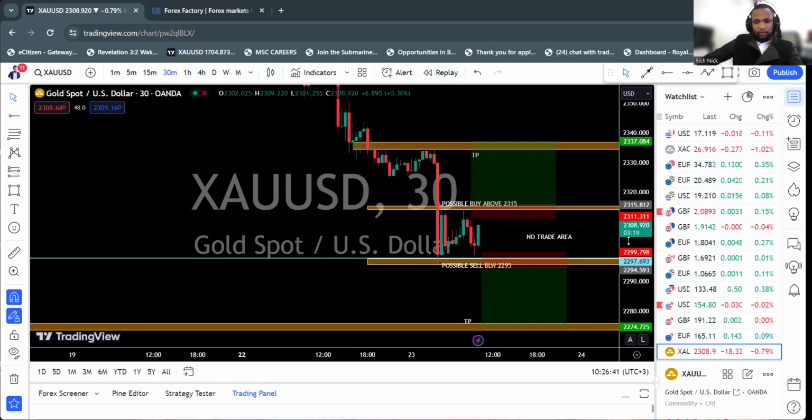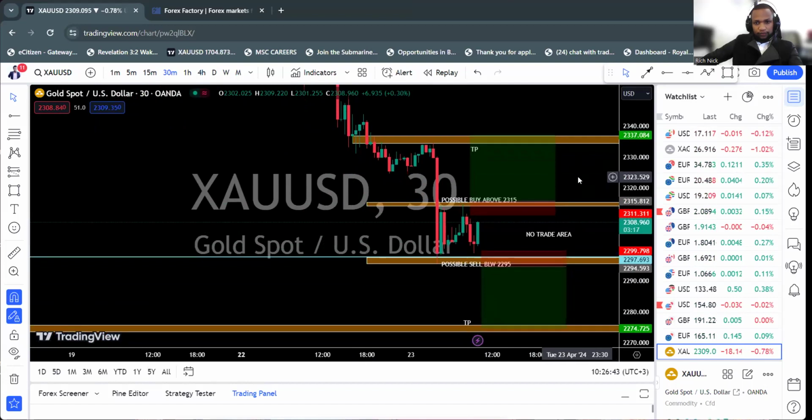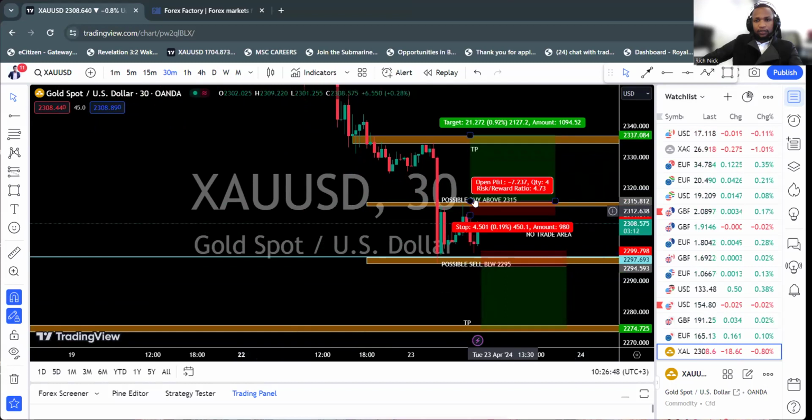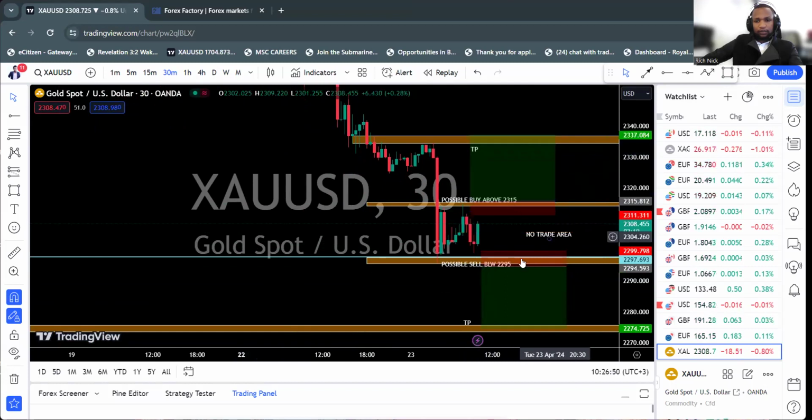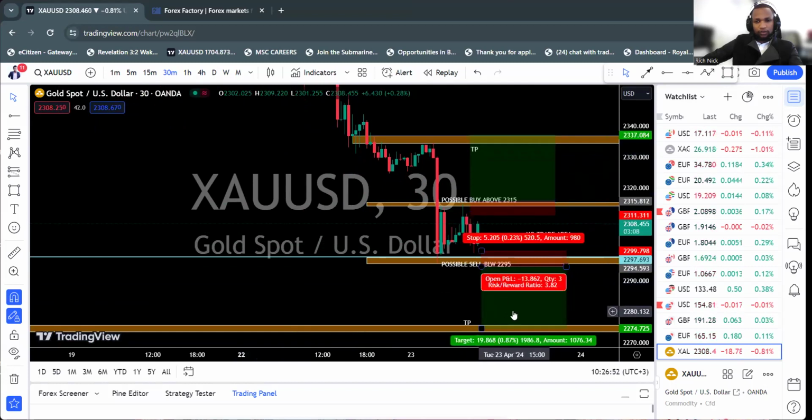Convene again tomorrow, and we'll see how the market went and which side will be in profit. But keep an eye on this. Keep an eye above this area, you can take a buy. Below this low, you can take a sell.